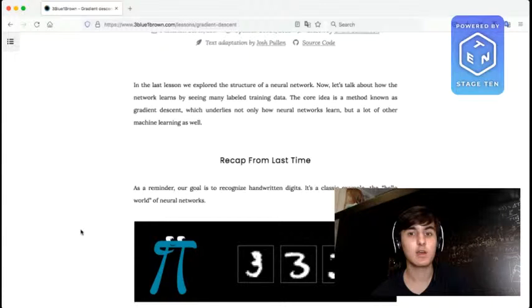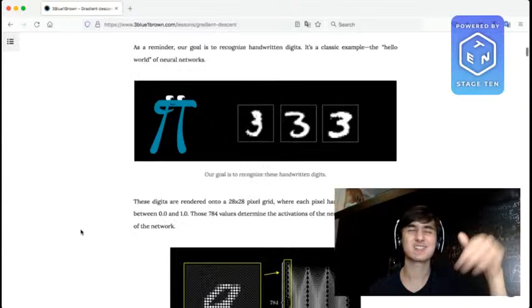Cool. So here's a quick recap. We wanted to recognize handwritten digits, the hello world of neural networks. Yeah, because when you learn to program for the first time, your first assignments are System.out.println, hello world for Java, hello world for Python. Right.